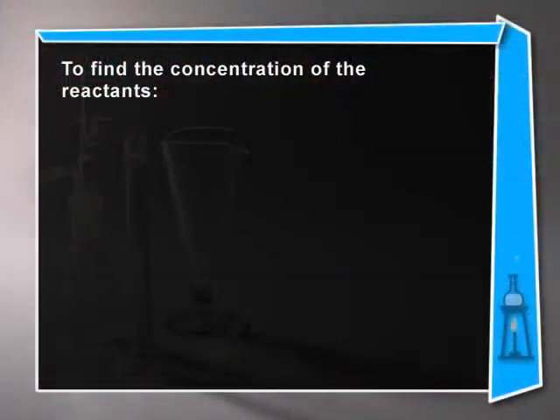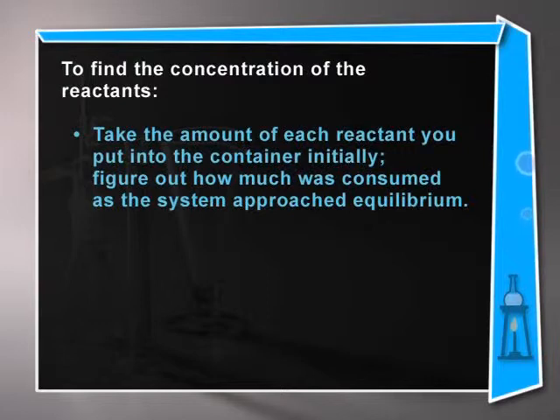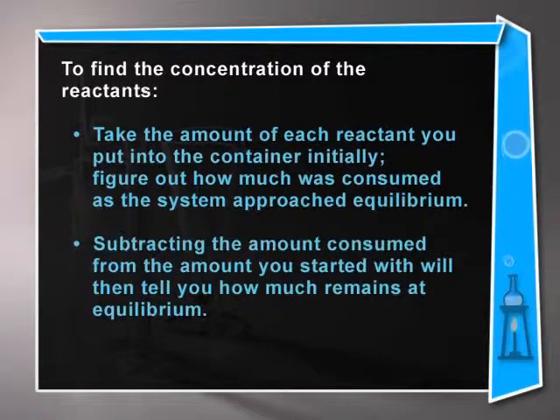That's always a little trickier to calculate because to find the concentration of the reactants, you have to do 2 things. You must take the amount of each reactant you put into the container initially, what you started with, and then figure out how much was consumed as the system approached equilibrium. Subtracting the amount consumed from the amount you started with will then tell you how much remains at equilibrium. It's sort of like if you started with $50 and you went shopping and spent $30, you would have $20 remaining. So let's see what that would be.